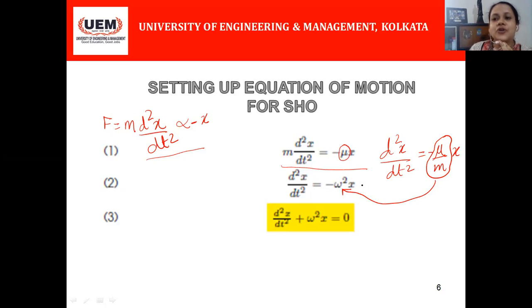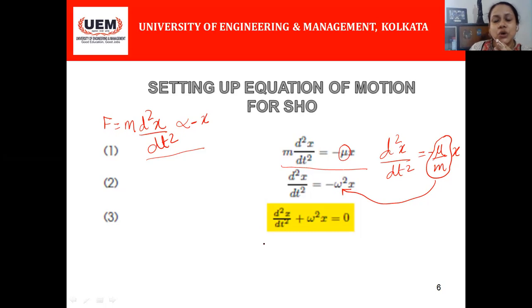Now omega would be the angular frequency of motion, but that we are not mentioning at this point. At this point we are just replacing this constant mu by m by another constant omega square, so that we get the resultant relation d2x dt2 plus omega square x is equal to 0. So this is a second order differential equation.